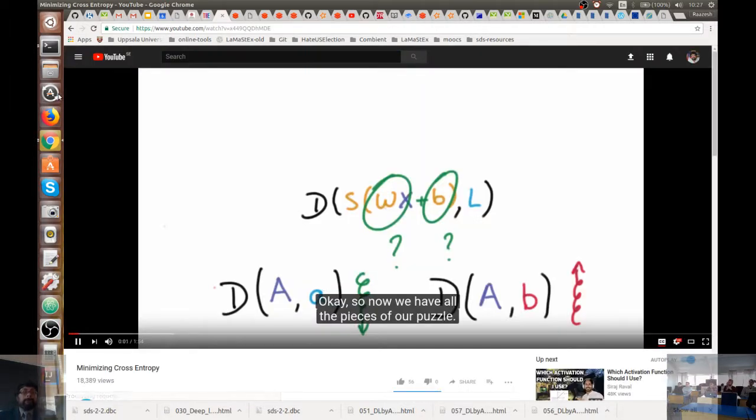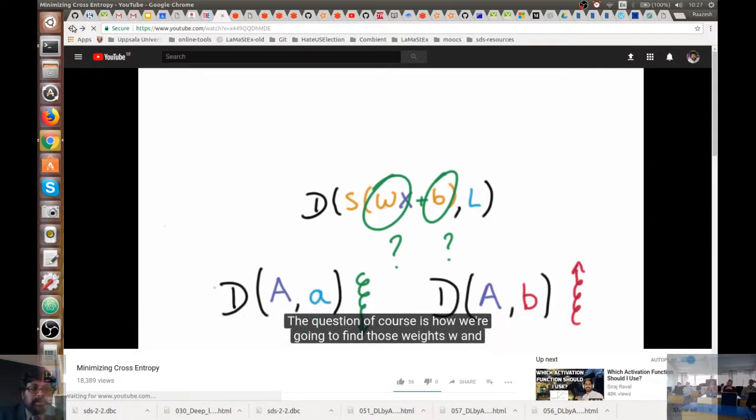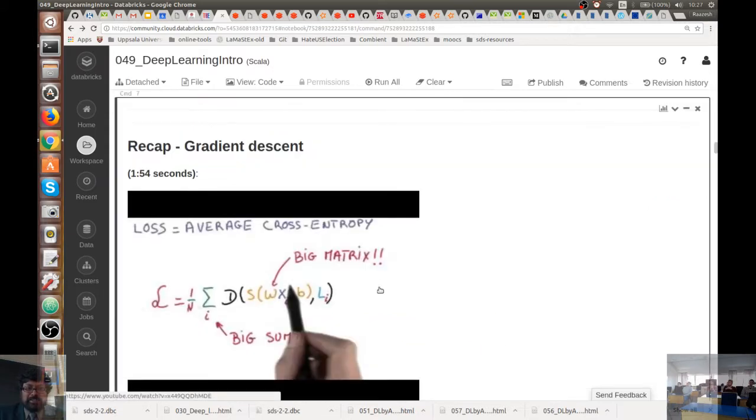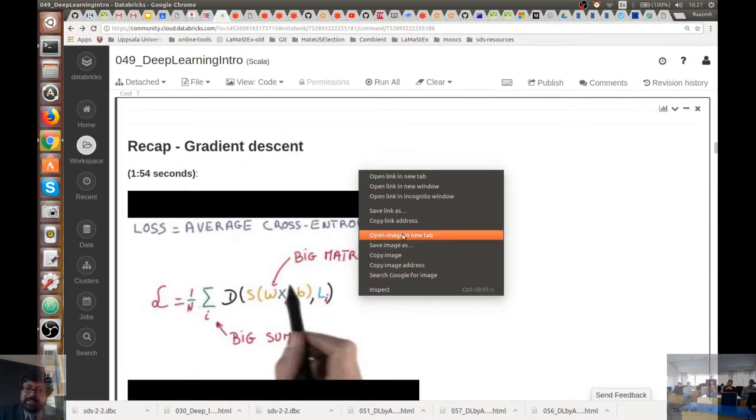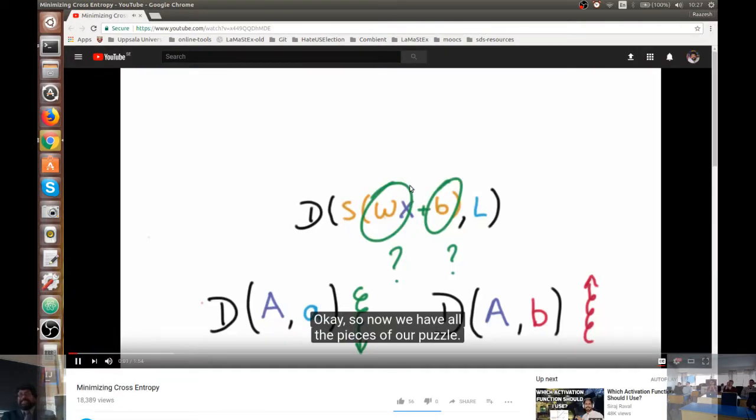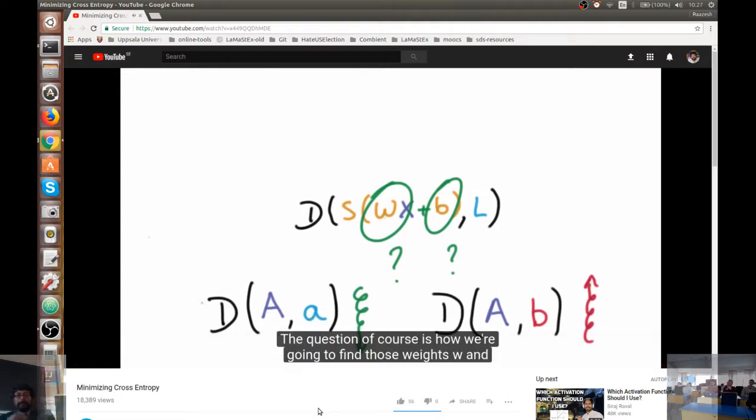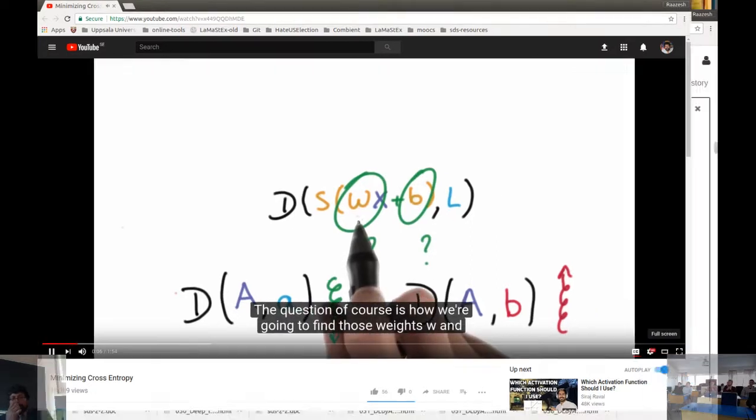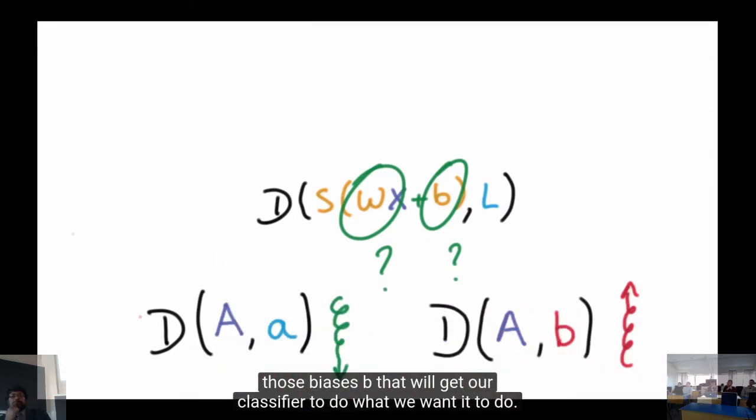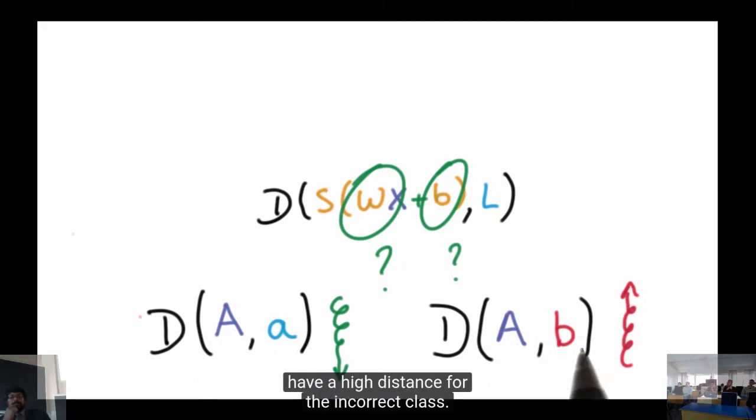Okay, so now we have all the pieces of a puzzle. The question, of course, is how we're going to find those weights W and those biases B that will get our classifier to do what we want it to do. That is, have a low distance for the correct class, but have a high distance for the incorrect class.